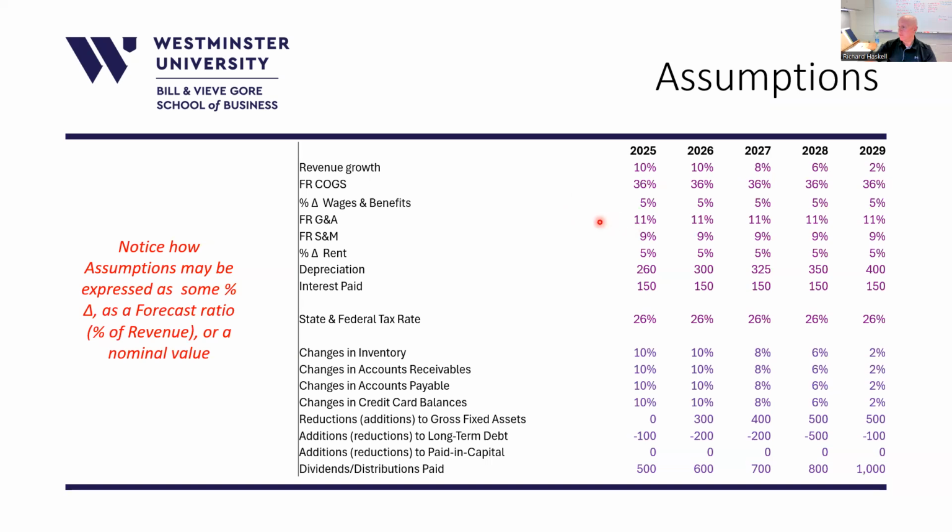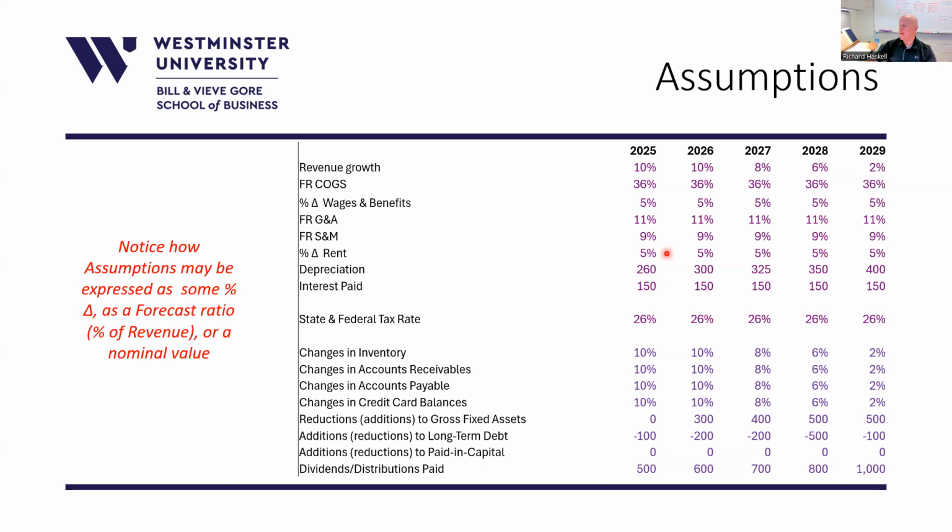We're believing that once again, our general and administrative expenses and our sales and marketing expenses are moving forward at the same rate of growth as revenue. But in this case, G&A is 11% of revenue for 2025, and sales and marketing is 9% of revenue for 2025. We believe that rent's going to expand at 5% a year. That's probably what our lease contract says.